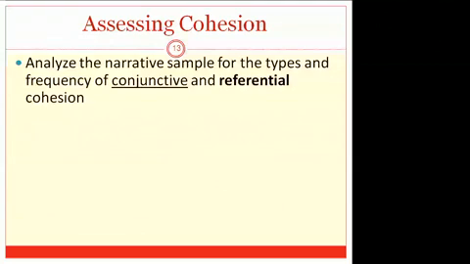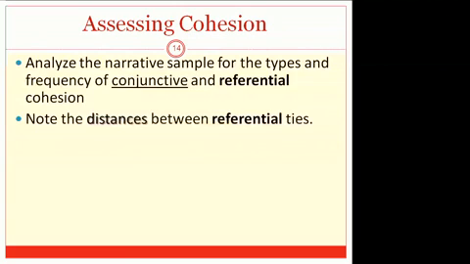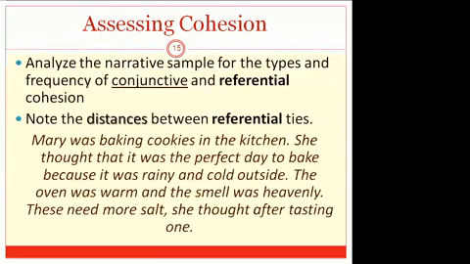When we assess cohesion within narratives, essentially we are analyzing that narrative transcript for the types of conjunctive and referential cohesion, as well as the frequency with which those types occur. In addition, we will note the differences between referential ties. For instance, take a moment to read through this brief narrative.